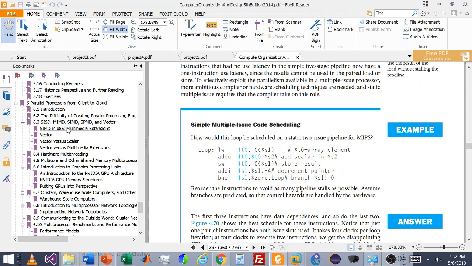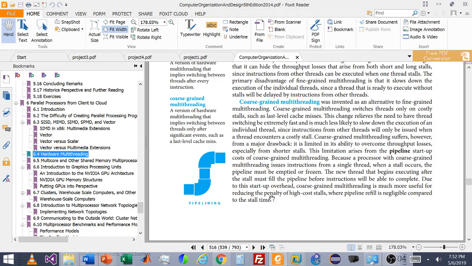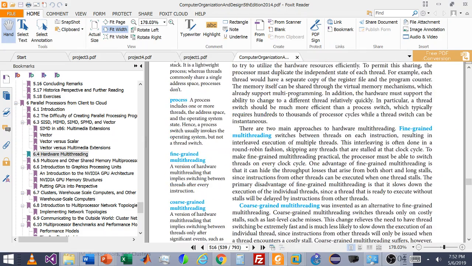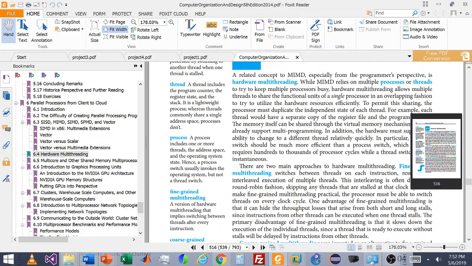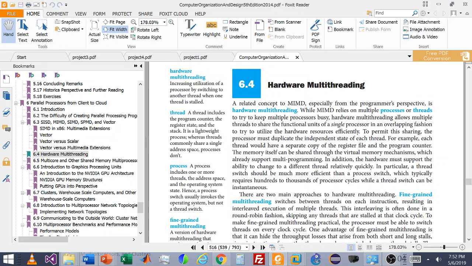So let's talk about what a thread is, because the book just kind of puts this out. And I'm not knocking the book. I mean, it's a lot of material and they do a good job, and they can't go explicitly into what they are, but it gives a good definition right here, right? A process includes one or more threads, the address space, the operating system state.